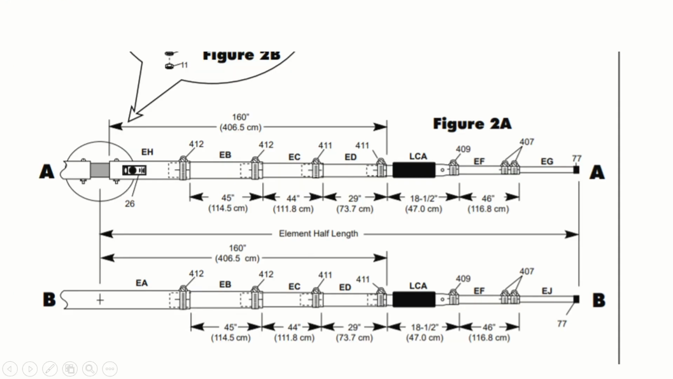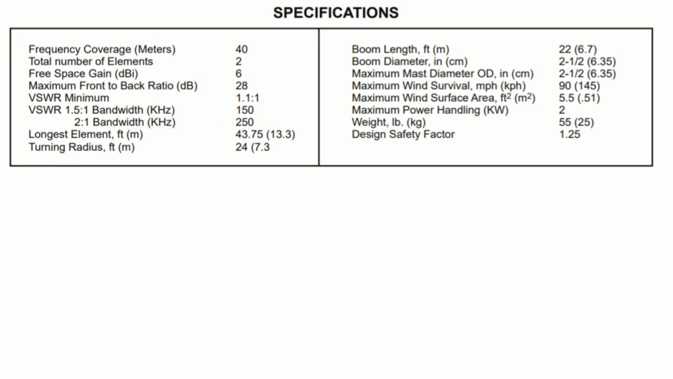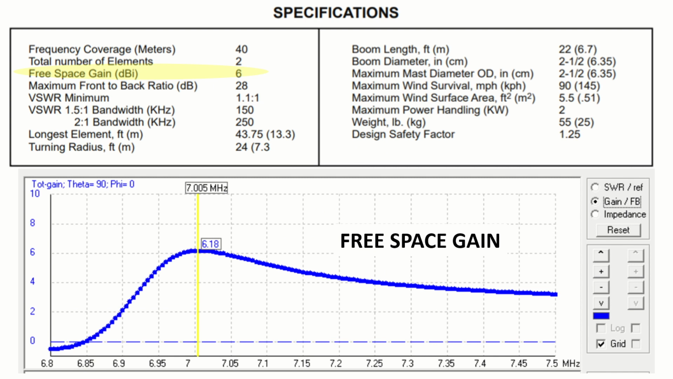The assembly manual with all construction detail, including element dimensions, is available online, so it's pretty easy to build an accurate model in 4NEC2. Also in the manual is a specification table, which I show here. Notice that they quote the gain for the Yagi as a free space gain. Below is a frequency sweep showing the gain run in free space from 4NEC2. So you can see it's pretty accurate. I came up with the same answer of 6 dBi free space gain.